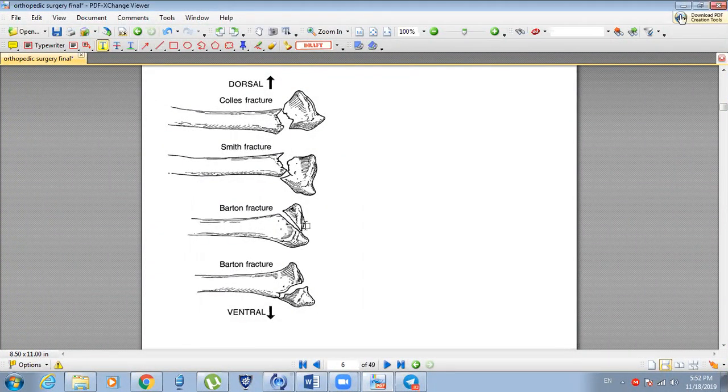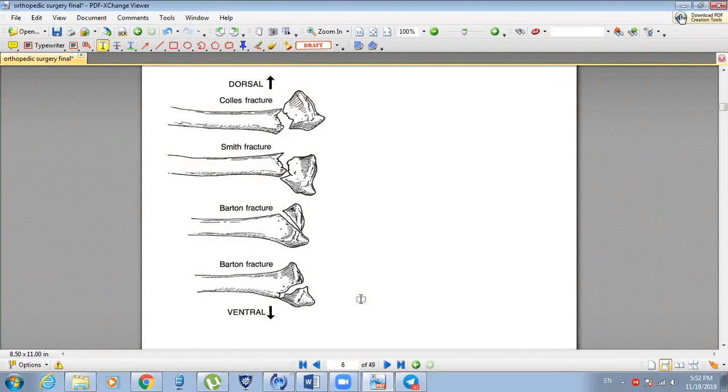What about intra-articular? Intra-articular may also be displaced dorsally or ventrally. When displaced dorsally, it's called dorsal Barton fracture. When displaced ventrally, it's called ventral Barton fracture. Now we have four types of distal radius fracture.